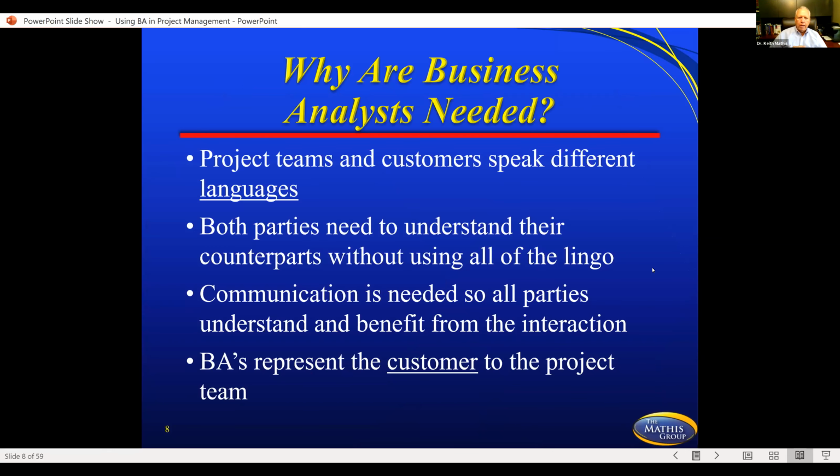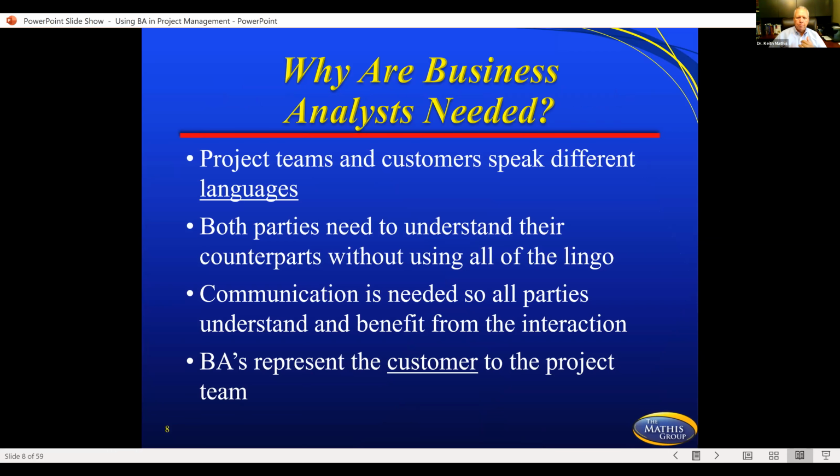So why are BAs needed? Well, you have project teams and customers that speak different languages. And we see this with technology folks. Now, the technology people today are far better than they were years ago at communicating to a customer. But you'll still see this happen with technology.